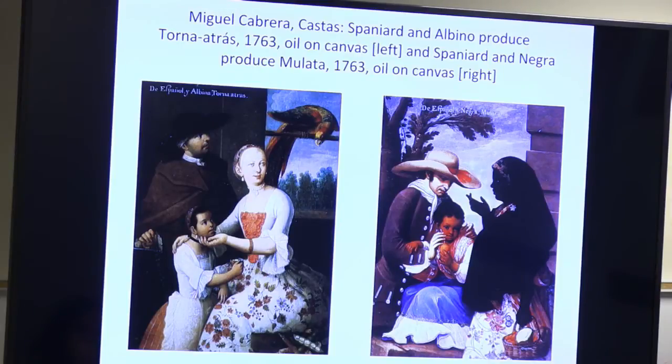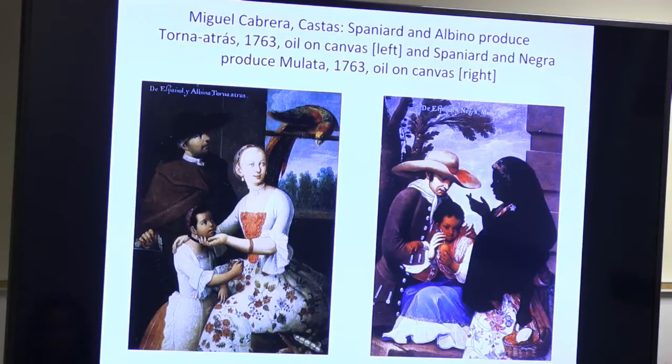Torna atrás, some of these names are crazy, means turn backward, to look backward, or to go backward. Okay? So the albino always, in the casta paintings, we know this genetically is improbable, but at least in the language of casta paintings, it's codified, where the albino woman always has a black child. You know, and this becomes sort of an obsession.